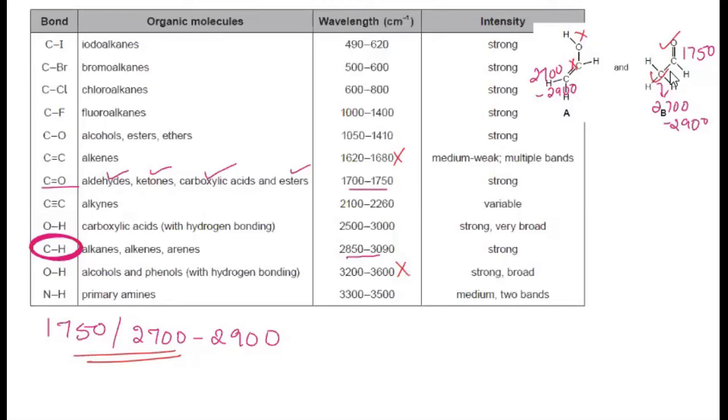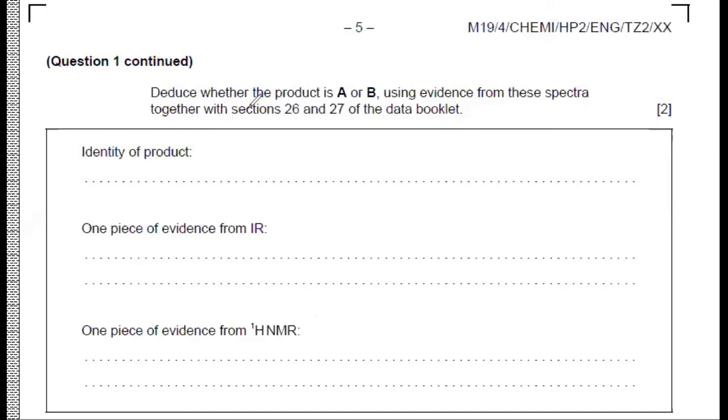Obviously, the only possibility is option B to be the actual compound that is produced as a result of the reaction, not compound A. I'll repeat, because we had the peaks corresponding to only carbonyl and the CH bonds, we can come to the conclusion that molecule B is the actual product formed as a result of the reaction, not molecule A. So this is it. Again, now back to the question. Deduce whether the product is A or B using evidence from the spectra together with sections 26 and 27 of the data booklet.